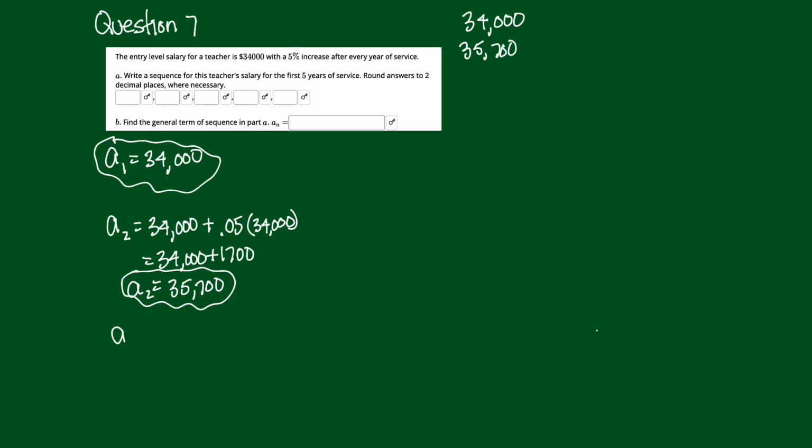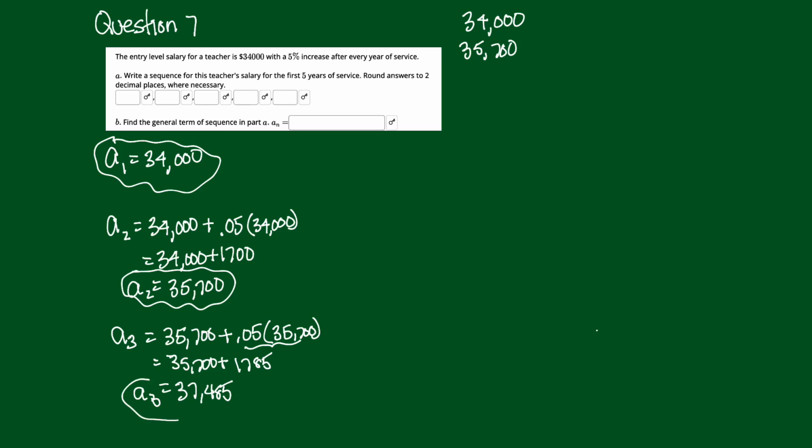Now year 3. The salary in year 3 will be that base salary of 35,700 plus 5% times that 35,700. So this is going to be equal to 35,700 plus 1785. Make that multiplication, you get 1785. And when you add these two together, you get 37,485. And that's the salary at the end of the third year. I'll put that up at the top here.